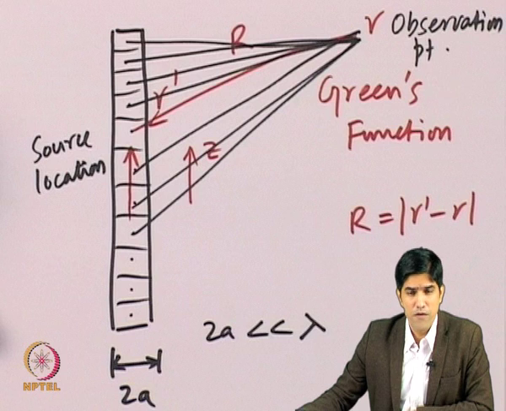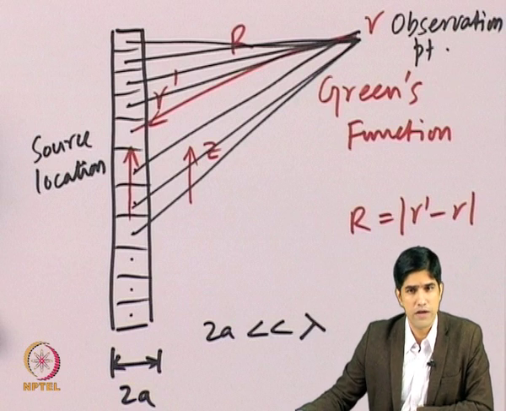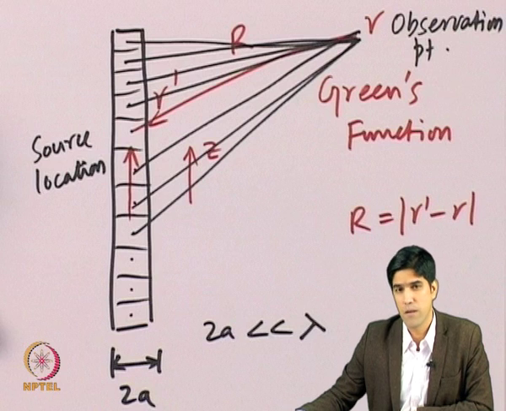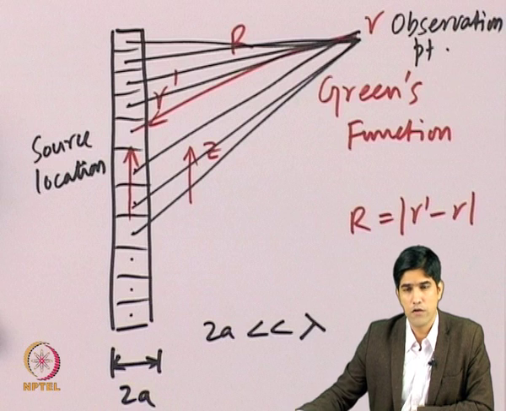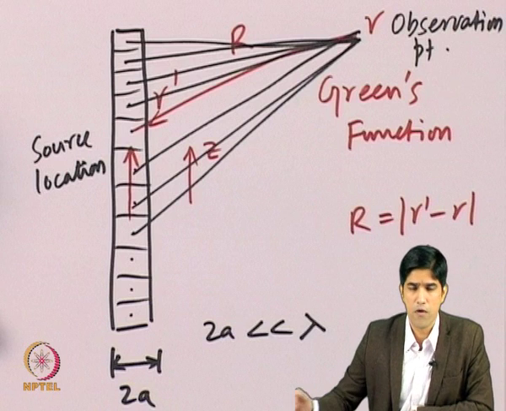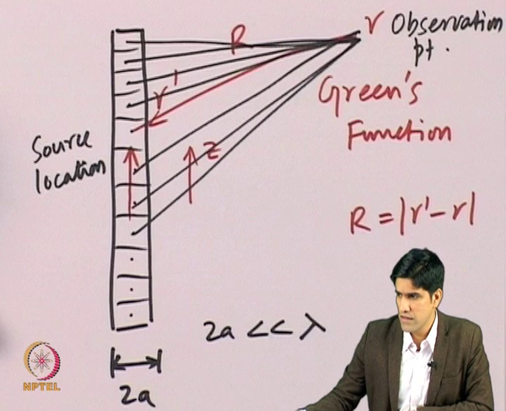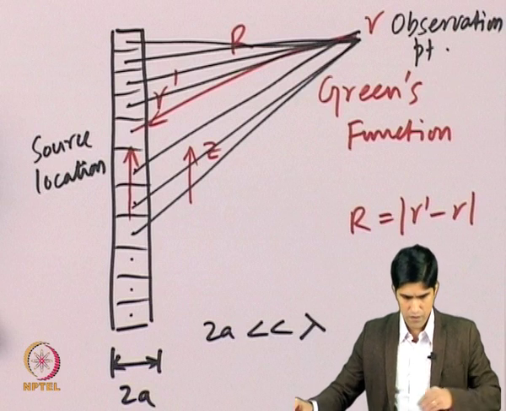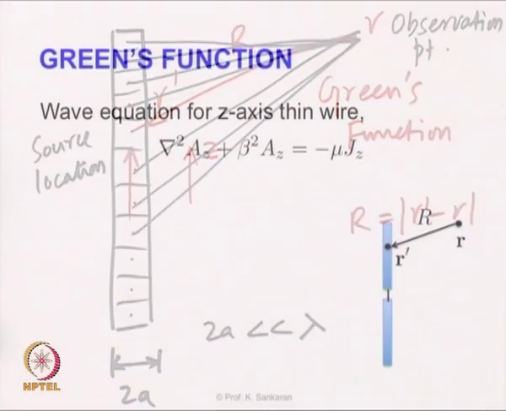As I said, the Green's function is a response function to a source that is located at a particular location R prime, and we are looking at the response of that source at R, which is the observation point. And in the case of the thin wire antenna, we are going to sum up all the Green's function responses and then get the overall response. So let's start with the wave equation, which is for a Z axis oriented thin wire antenna.